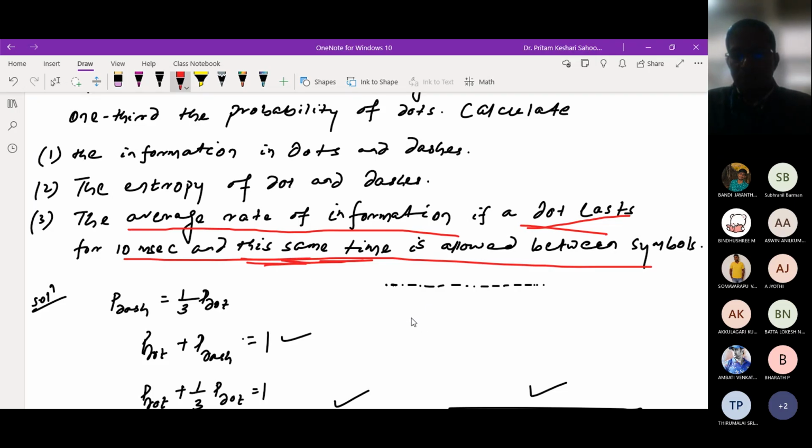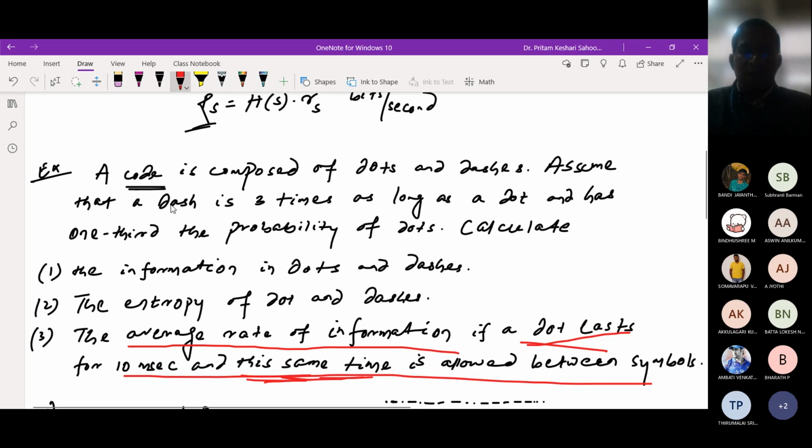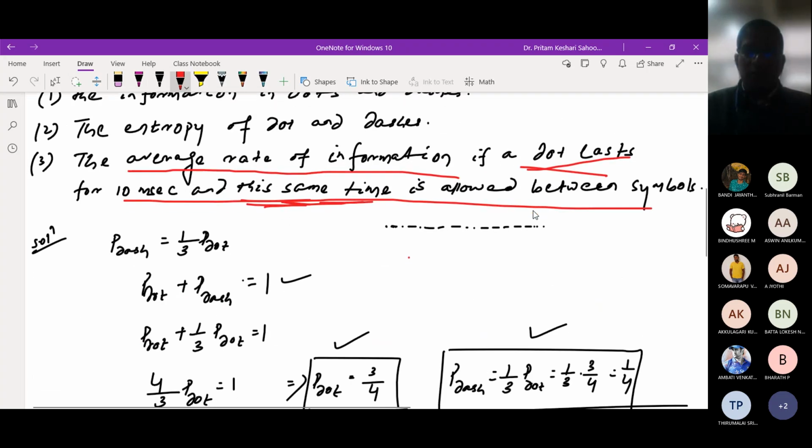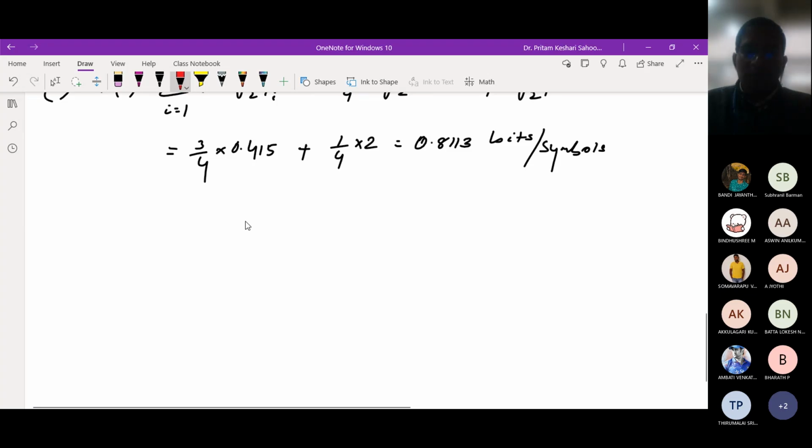So if I write it pictorially, you know in the very beginning it is given that the dash is 3 times as long as the dot. You see in the picture, or I will draw it here. I am drawing a code. This is my code: this is dash, this is dot, this is dot, this is dot. So this is one code. Another code can be like this.